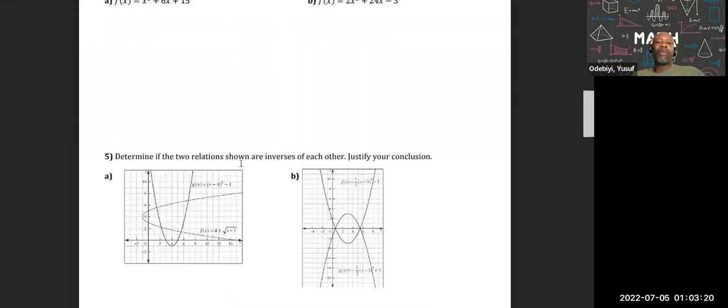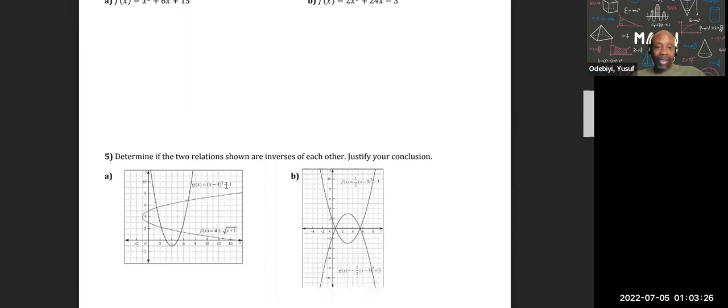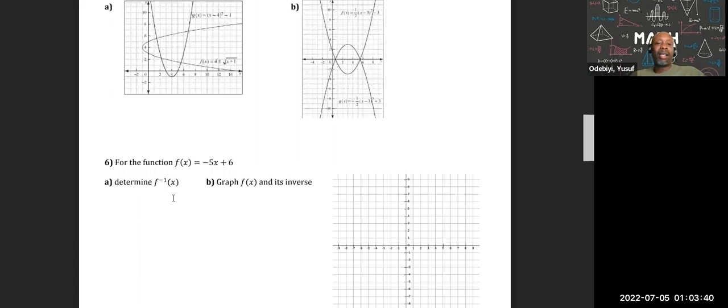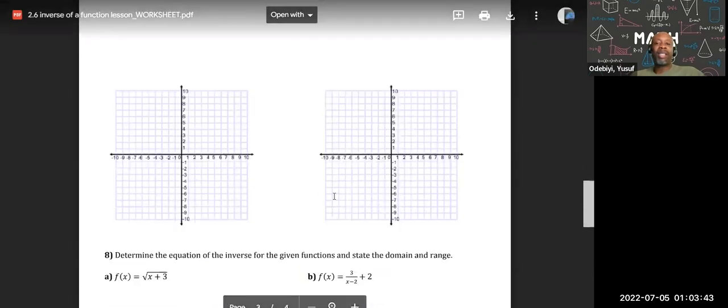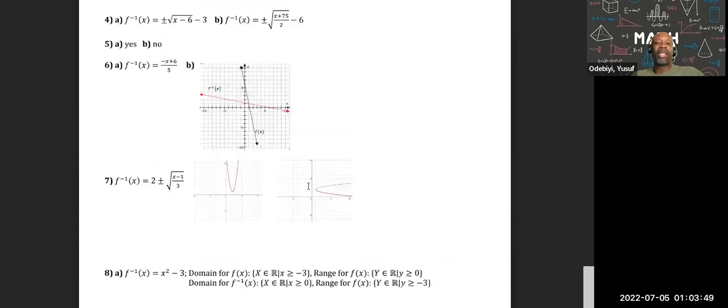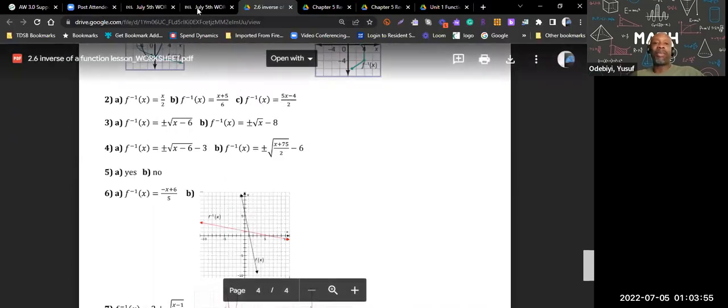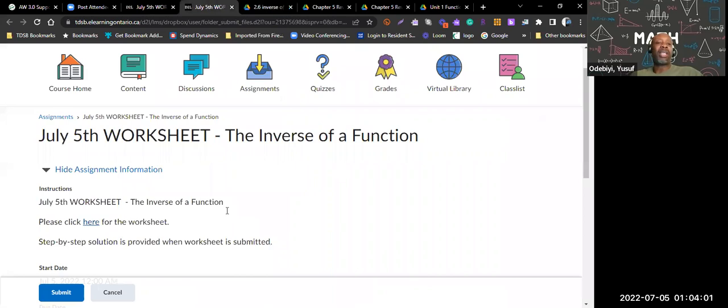Okay, determine if the relations shown are inverses of each other. You can determine it by looking at the equation, converting the equation. Same thing here, and continue. I believe the answers are over here, so you can look at the answers. If you need step-by-step, I'll be sending you the step-by-step solutions after you submit this. Okay, so we did that one.